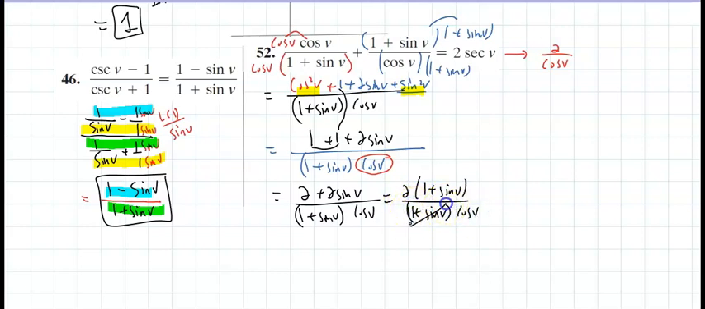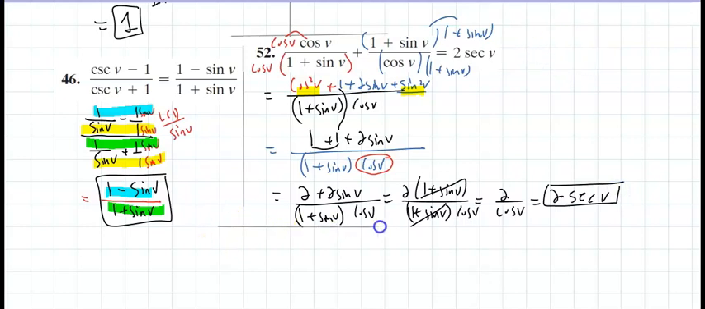And what do you know? Those two cancel out. I'm left with 2 over the cosine of v, and that is twice the secant of v. And what do you know? Magic, right? No, it's math. And I'll go back and erase this, and guess what? My teacher will never figure out that I did this.